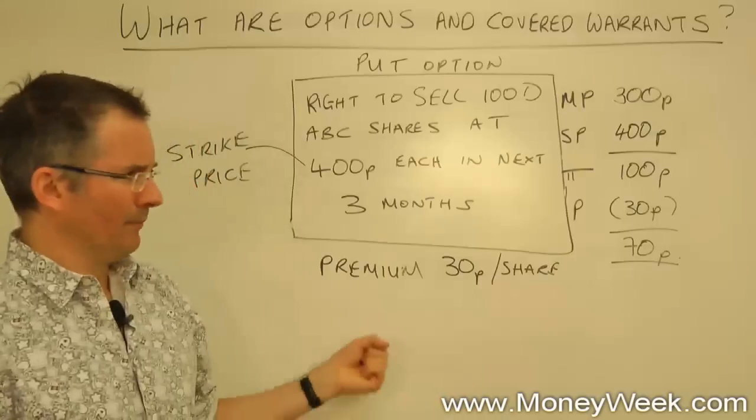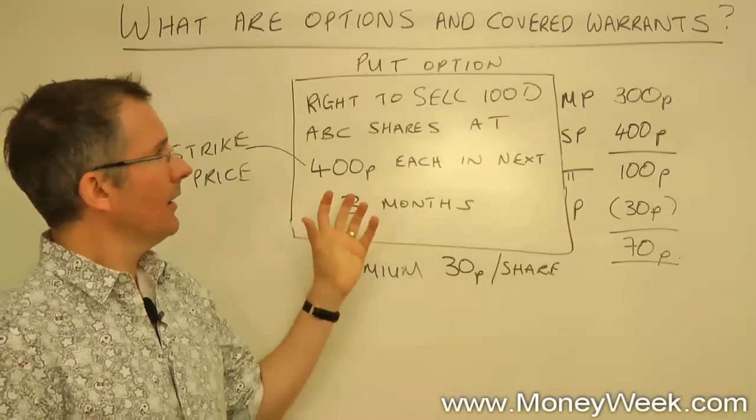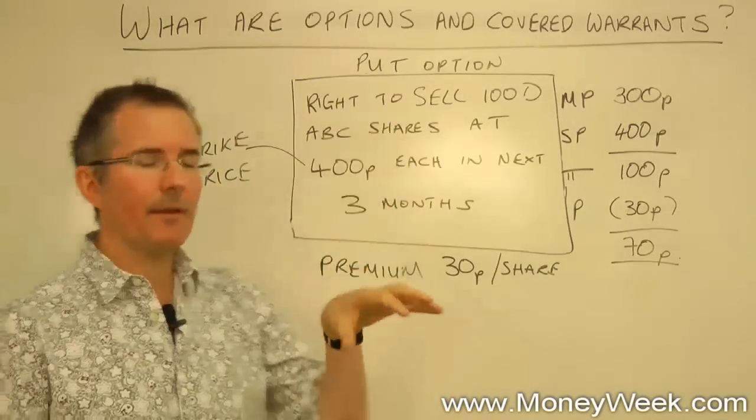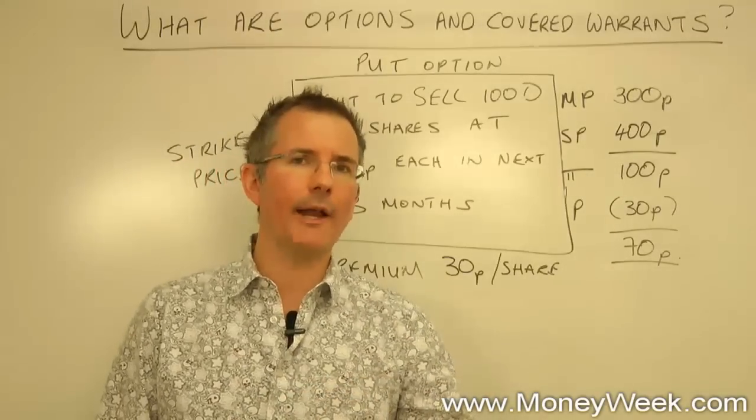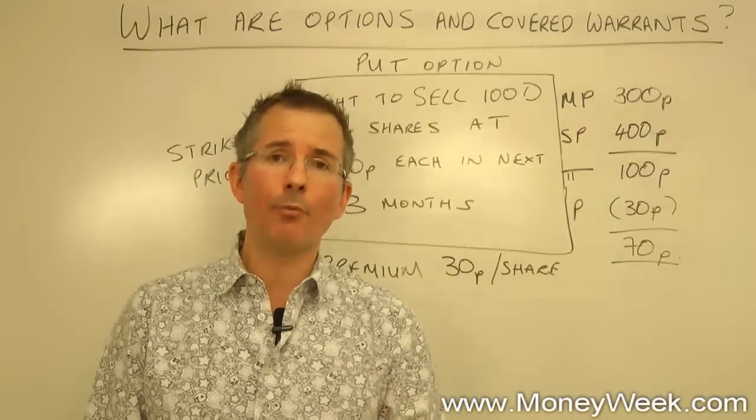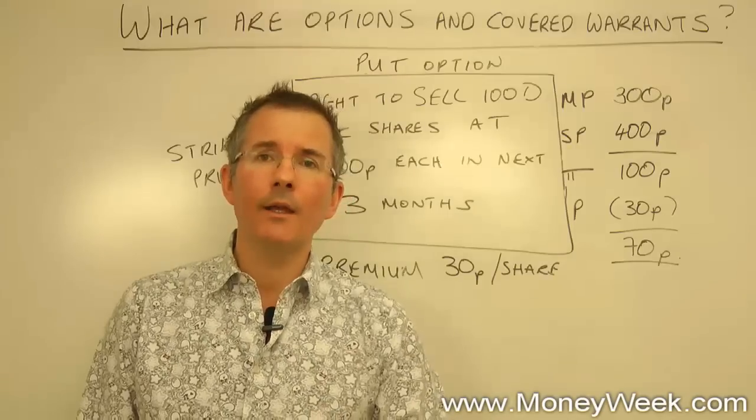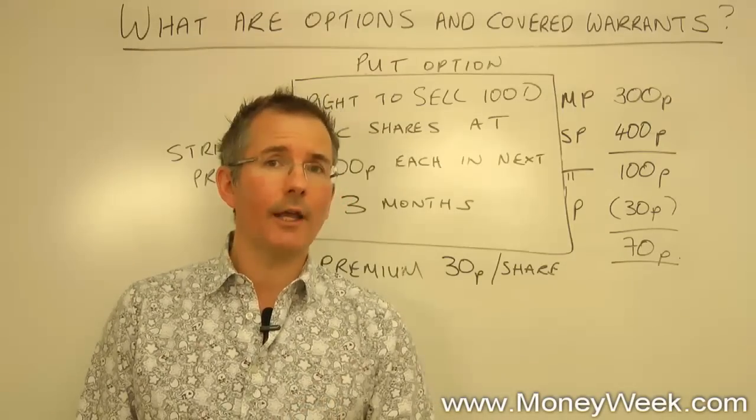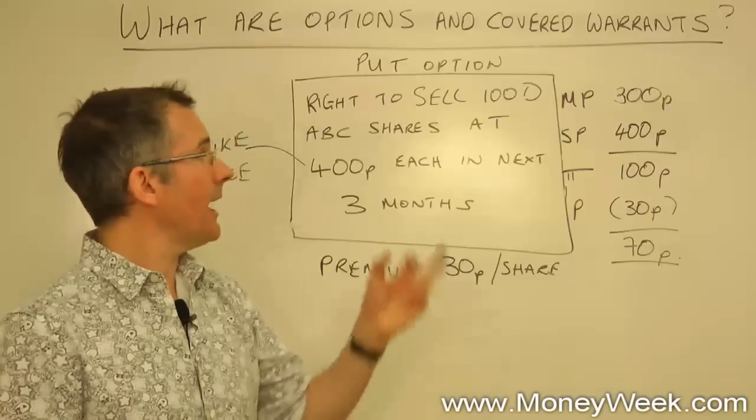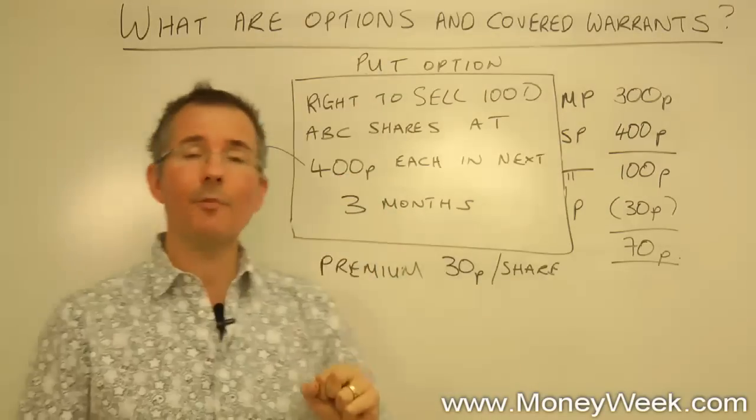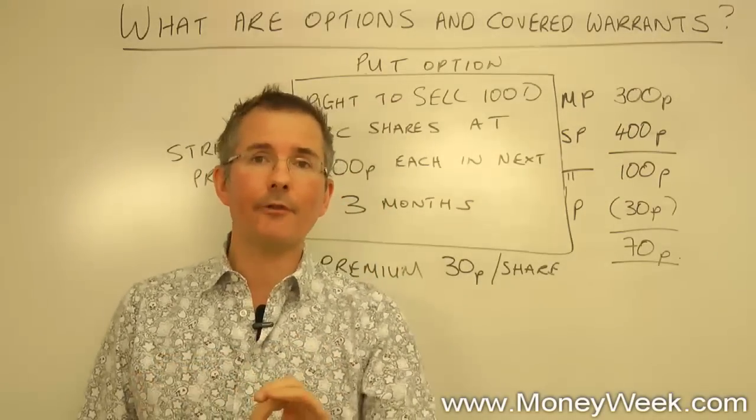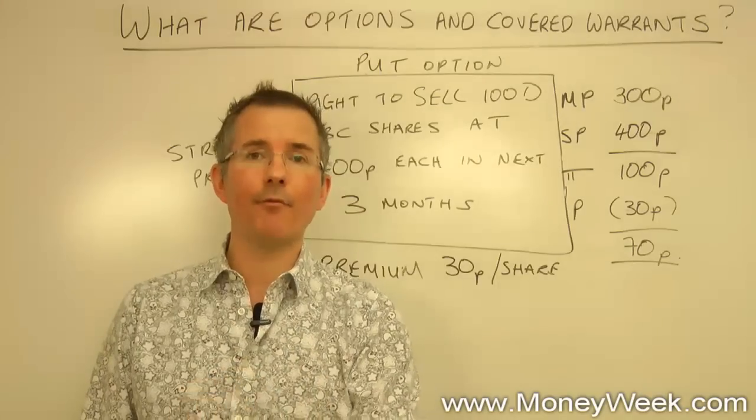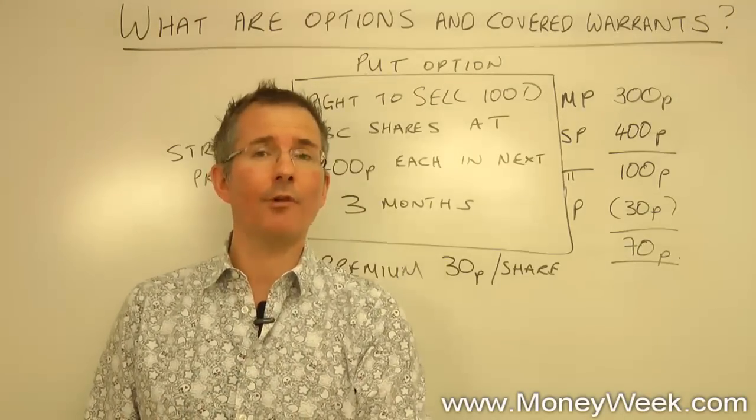Well, imagine, for example, I'm holding a whole load of ABC shares and worrying about the price falling, but I don't want to sell them all right now. I want to keep hold of them. A put option could be one way to get a kind of insurance contract, if you like. The right to sell these shares if I need to for 400p each could be a way of protecting myself, in which case the premium I pay up front for a put option is kind of like an insurance premium on a car.